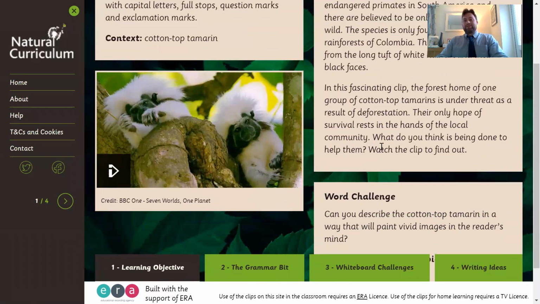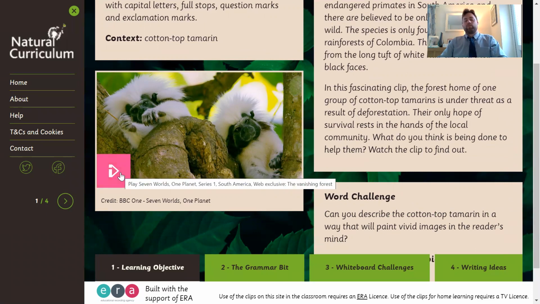So in this clip, we're going to see them in one of the homes, and their only hope of survival rests in the hands of the local community. So when you're watching this clip, think about what do you think is being done to help them?